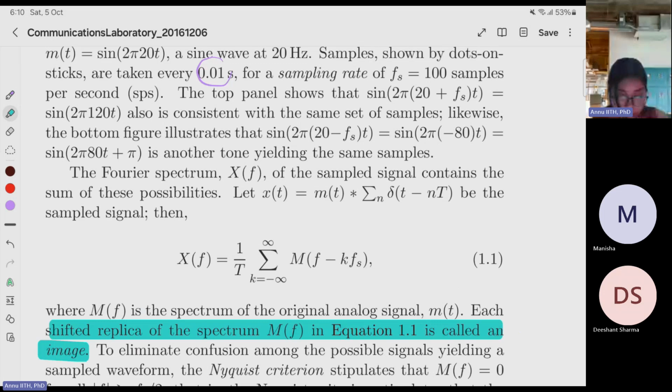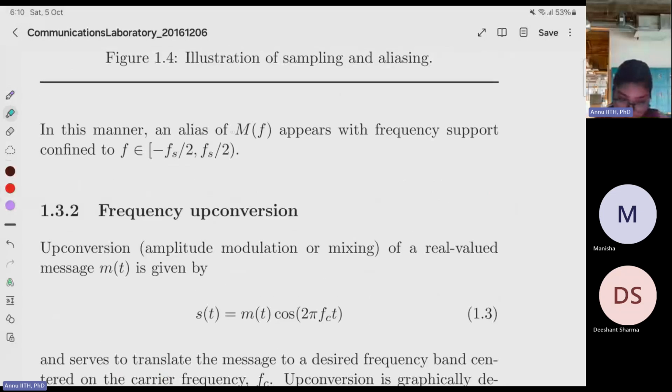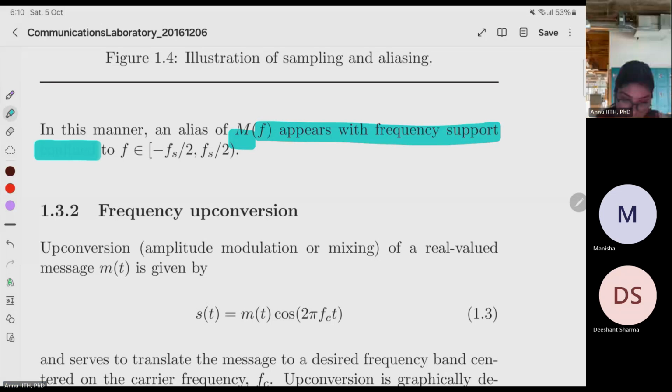Now, in this manner, the spectrum of M_s appears with frequency support confined to minus fs by 2 to plus fs by 2. Agree?